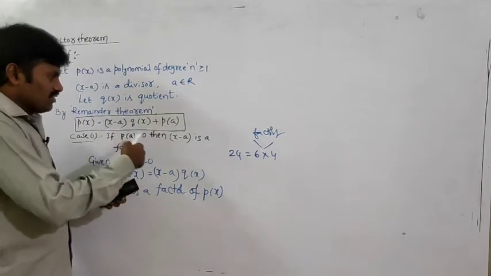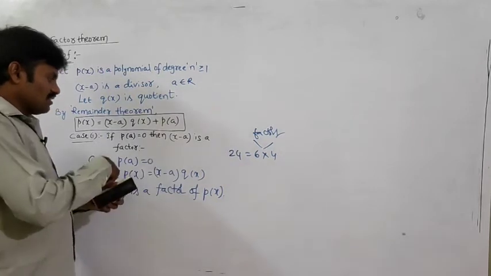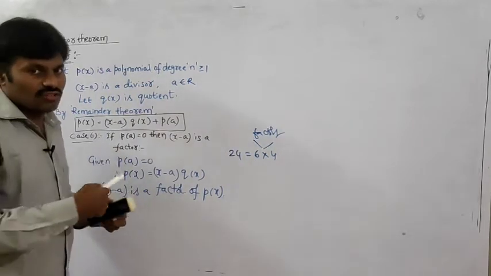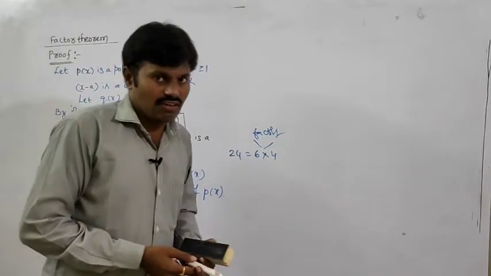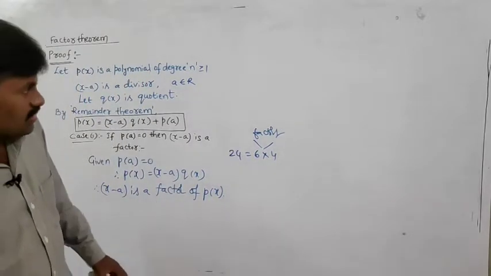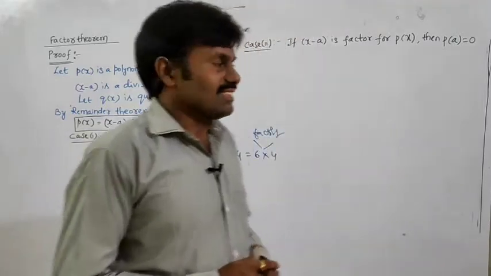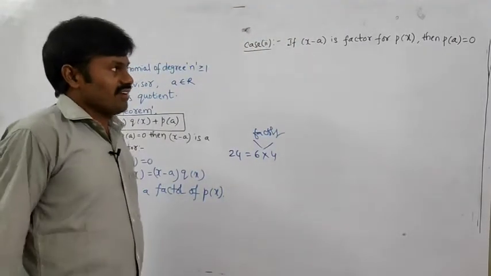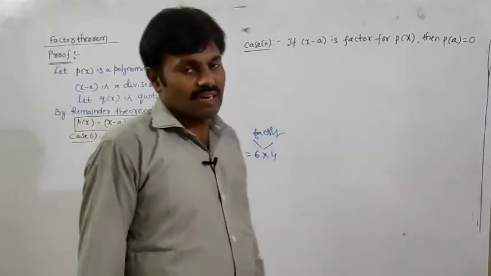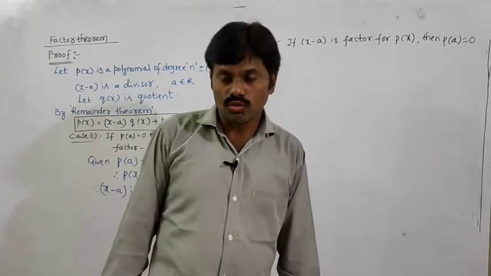Now the converse of it. If x minus a is a factor, then you have to prove that p of a is equal to 0. How can we prove it? Now, what is our second proposition? That is, if x minus a is a factor of p of x, then p of a is equal to 0. You have to prove it.